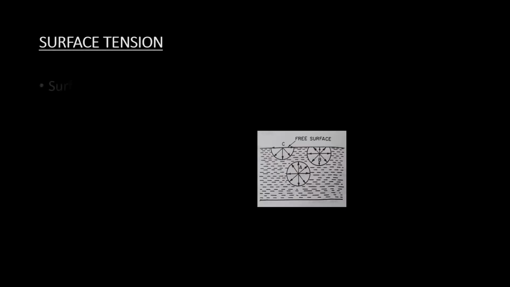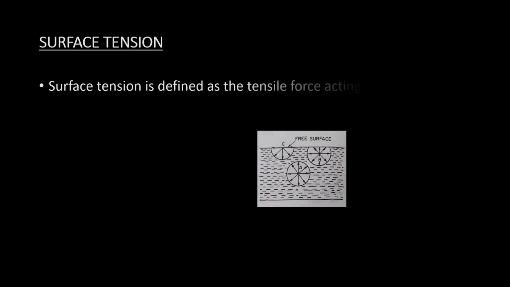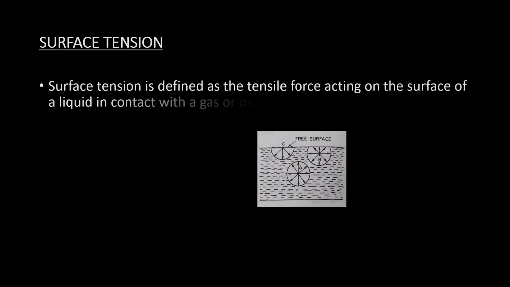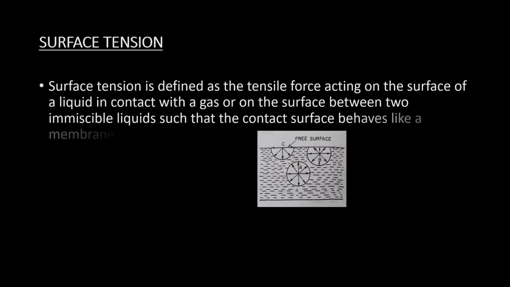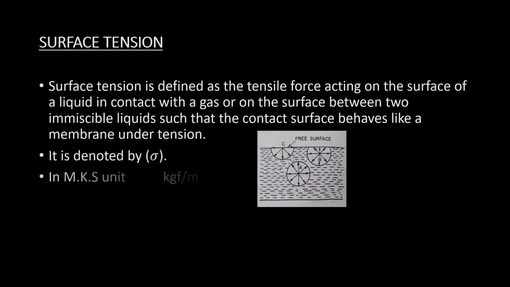Surface tension. Surface tension is defined as the tensile force acting on the surface of a liquid in contact with a gas or on the surface between two immiscible liquids such that the contact surface behaves like a membrane under tension. It is denoted by sigma. In MKS unit, the unit of surface tension is kgf per meter. In SI unit, Newton per meter.